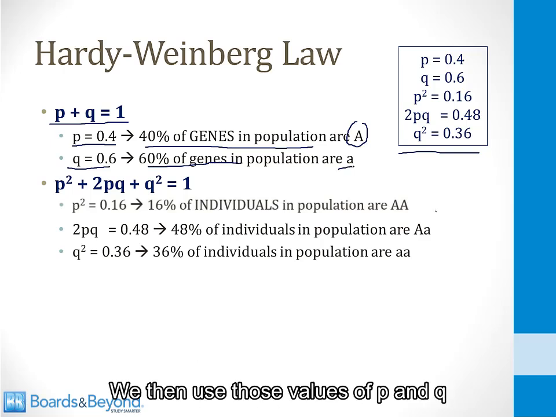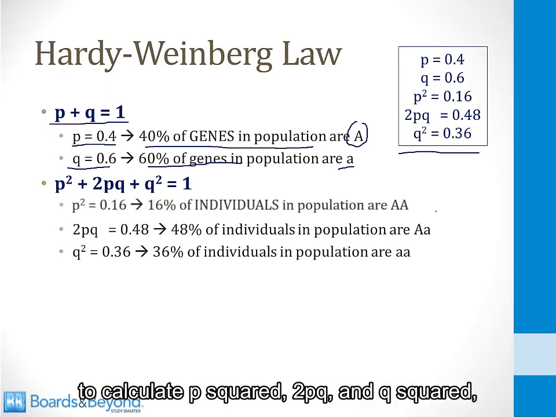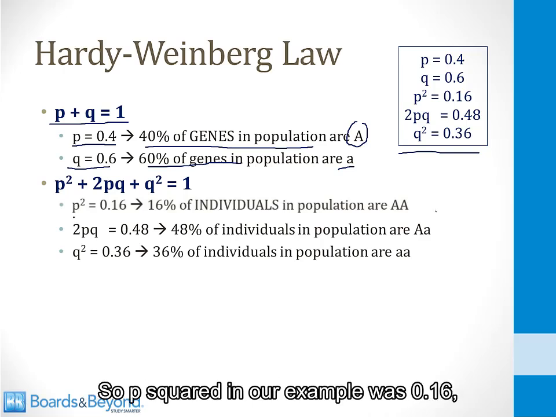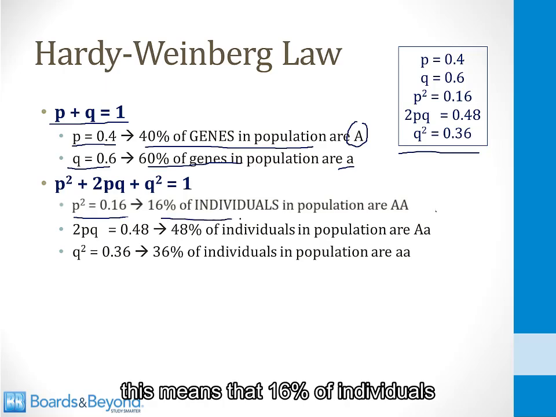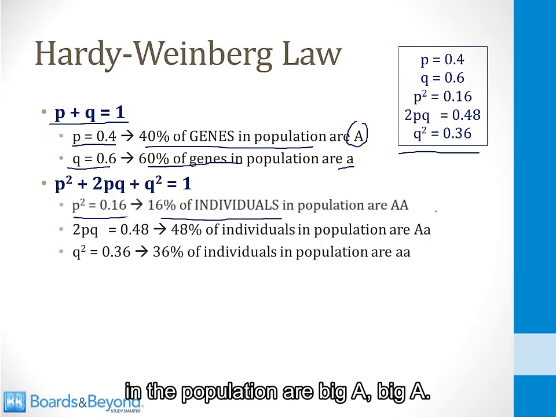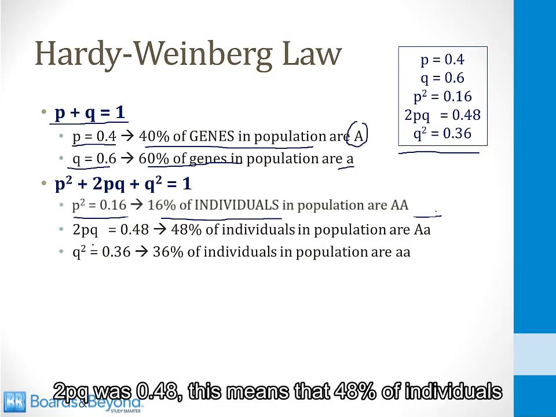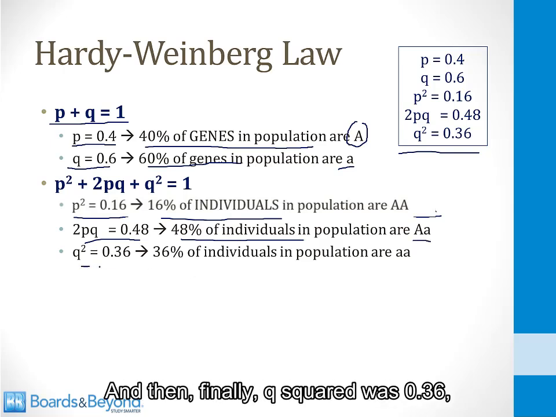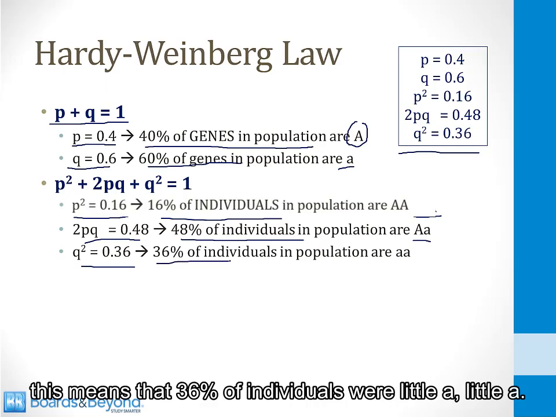We then use those values of P and Q to calculate P squared, 2pq, and Q squared. Let's talk about what those numbers mean. So P squared in our example was 0.16. This means that 16% of individuals in the population are big A, big A. 2pq was 0.48. This means that 48% of individuals in the population are heterozygotes. They have one big A and one little a. And then finally, Q squared was 0.36. This means that 36% of individuals were little a, little a.